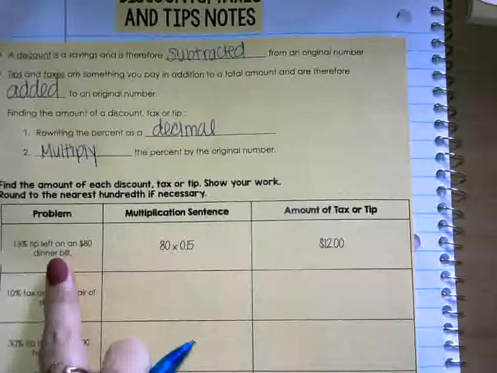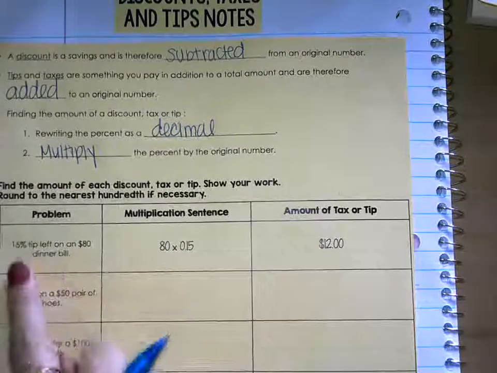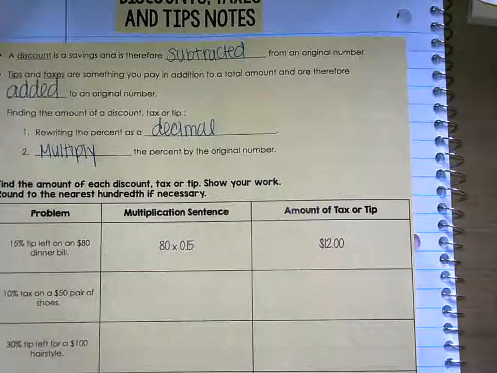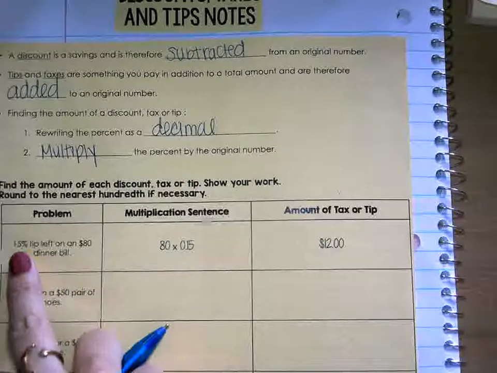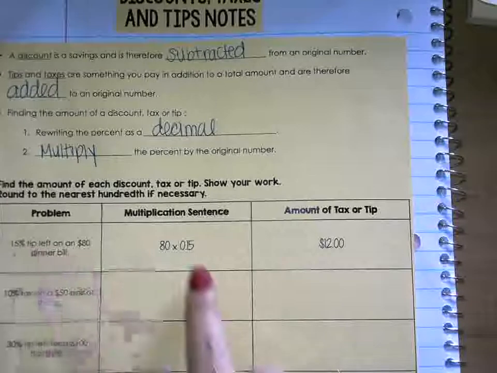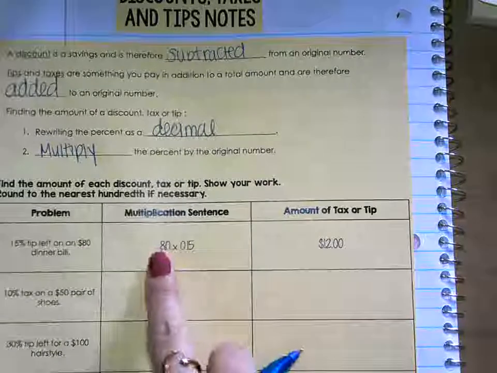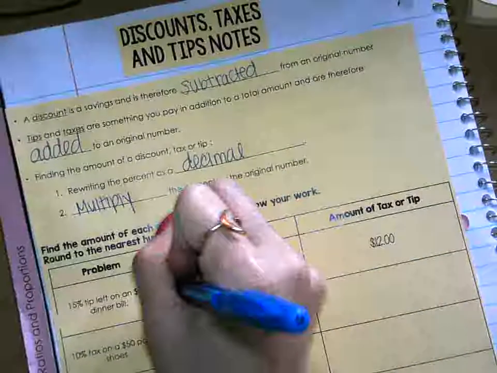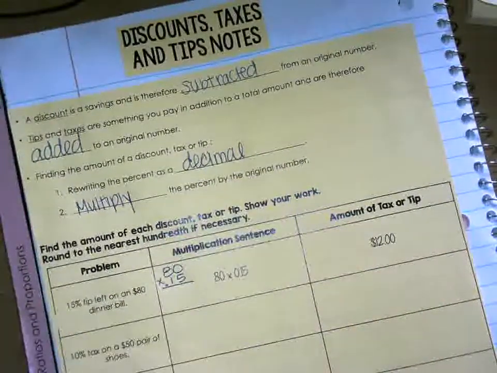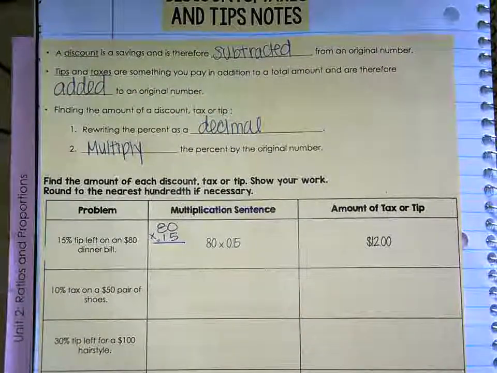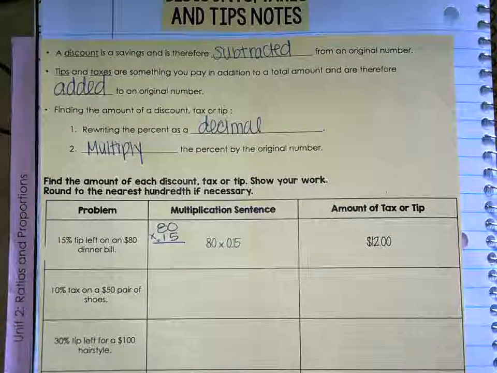So if we look at this first one they gave you, it says if you want to leave a 15% tip on an $80 dinner bill. So you have an $80 dinner bill, you decide that you want to leave a 15% tip. What's 15% written as a decimal, you guys? 0.15. And I want to then multiply that 0.15 by the $80. So right here, we're going to do 80 times 0.15. We need to remember how to multiply decimals, because you will have to multiply decimals on your homework assignment tonight. And if we don't remember how to multiply decimals, we will definitely struggle.